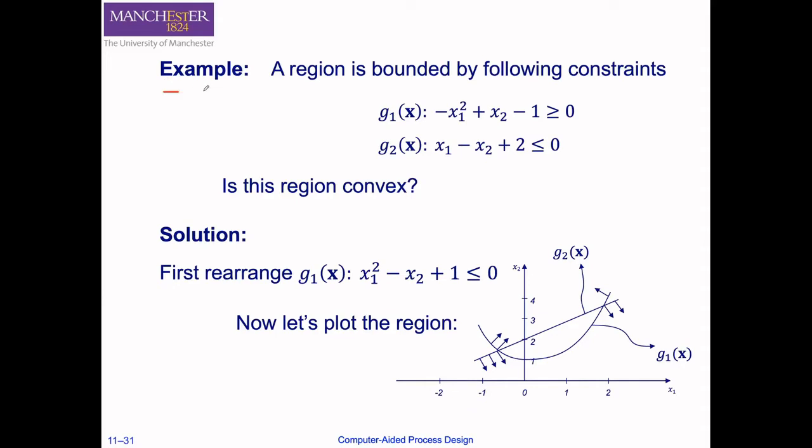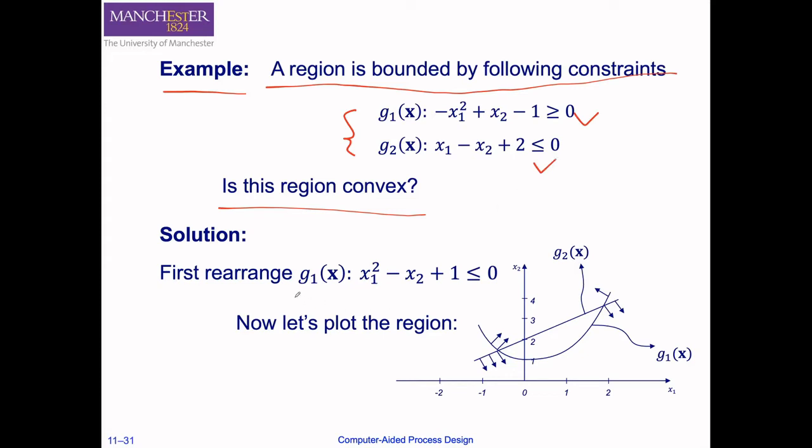Let's look at this example. In this example, a region is bounded by these two constraints, these two inequality constraints. We want to determine if this region is convex or not. As we can see, the first inequality constraint is greater than or equal to. The second inequality constraint is less than or equal to.